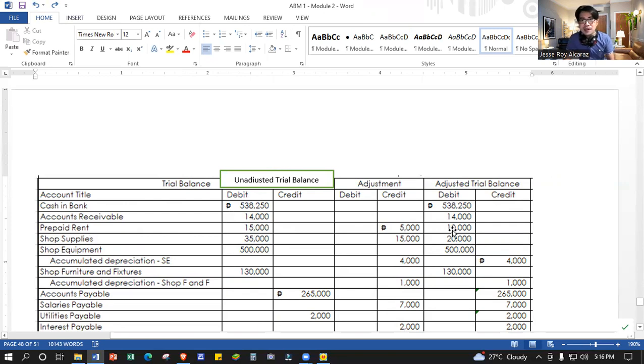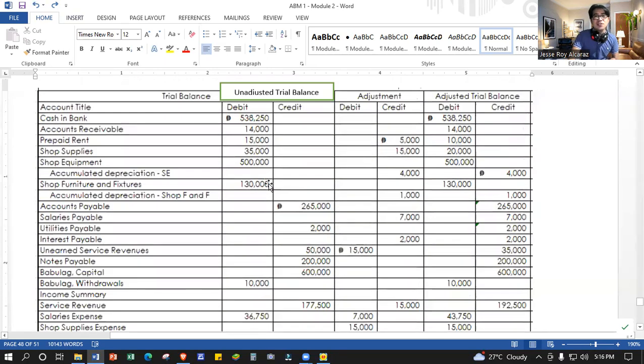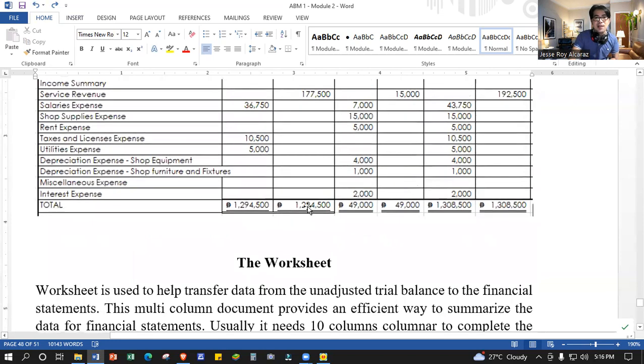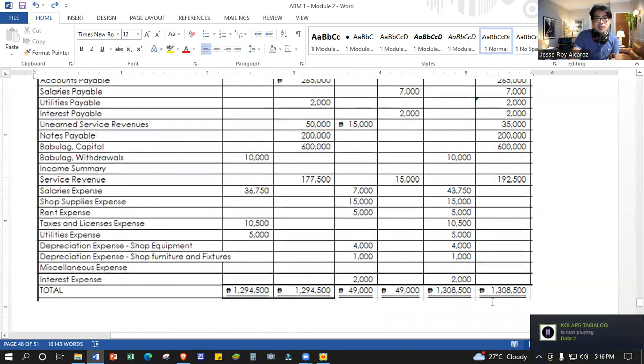Therefore, 10,000 remains. So, 15 minus 5, 10,000 debit. Shop supplies, debit 35,000 less 15,000, so a debit of 20,000. Shop equipment, no adjustment, 500, 500. For the accumulated depreciation, there is no balance here, but there is a credit balance of 4,000 here. You just transfer that to the adjusted trial balance. For these three columns, the unadjusted, make sure it balances. For the adjustment, make sure it balances too. And for the adjusted, make sure it balances as well.